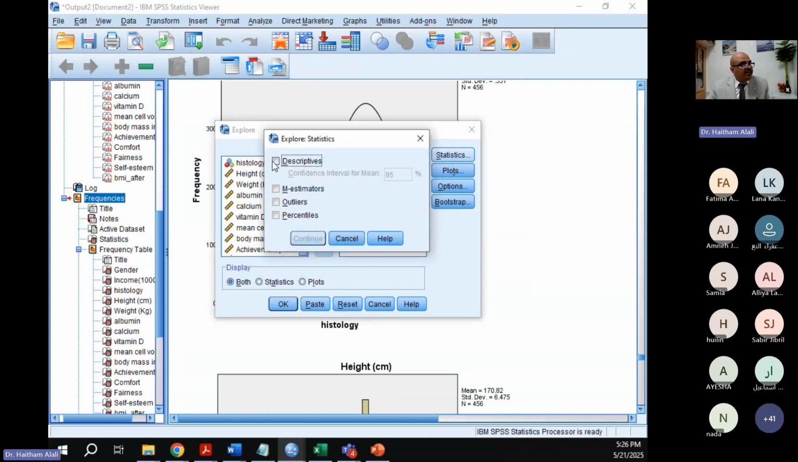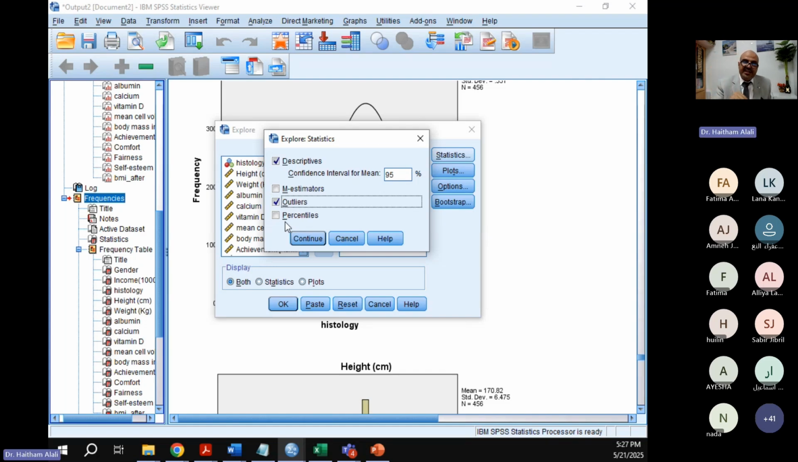Go to Statistics and select Descriptive and Outliers. We talk about outliers. Why do we need to check outliers? What's the advantage of checking outliers here? Remember? If there are abnormal values, nice. Sometimes those abnormal values, highest values or lowest values, impact the normality of the data. So when we remove those values, the data of this variable becomes what? Normal.